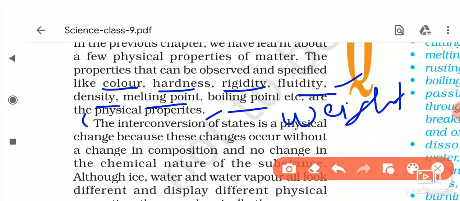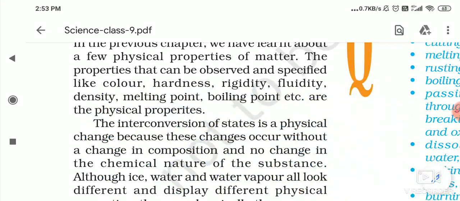The interconversion of states from solid to liquid, liquid to gas, gas to liquid, solid to gas. Interconversion of state is a physical change, because these changes occur without a change in composition and no change in the chemical nature of the substance.